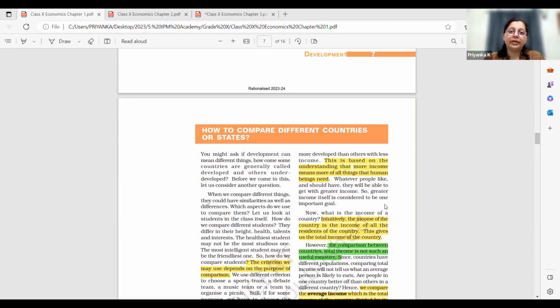So when you read about countries being categorized into developed nation, developing nation, or underdeveloped nation, you can see that this term called per capita income is shown everywhere. On the basis of per capita income, these countries or states are categorized as developed, underdeveloped, or developing. Now, this can happen within the states of an economy also.